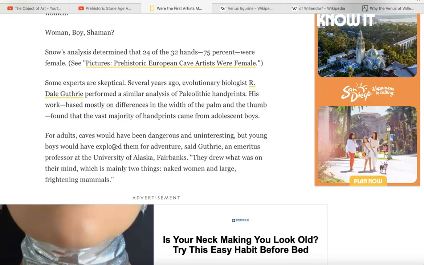And then what they're telling us is, now Guthrie is telling us that the art in these caves is the product of basically hormonal teenage boys, and if it was the modern world, it would be like pictures of sports stars or whatever. But in the prehistory, it was big, scary animals and naked women. I don't know. I don't know how I feel about this. There's a lot of assumptions, and what you need to learn immediately.